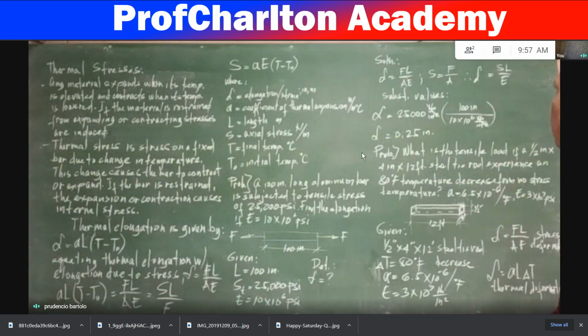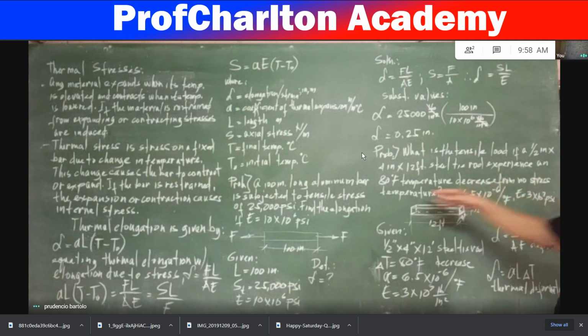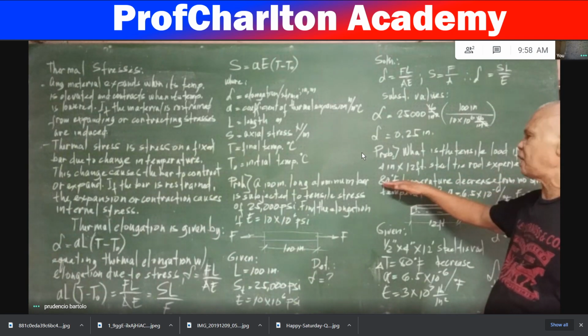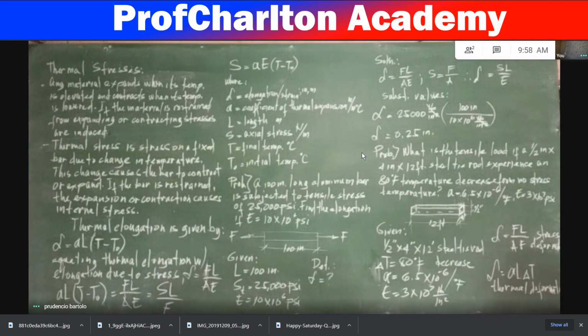So the next problem we will consider is for the formation, so that we understand what is the density of it. A bar that is 4 inches by 12 inches experiences an increase in temperature from no stress temperature, from no stress temperature, or 80 degrees Fahrenheit, where the coefficient of thermal expansion is 6.9 times 10 to the negative 6 per degree Fahrenheit.